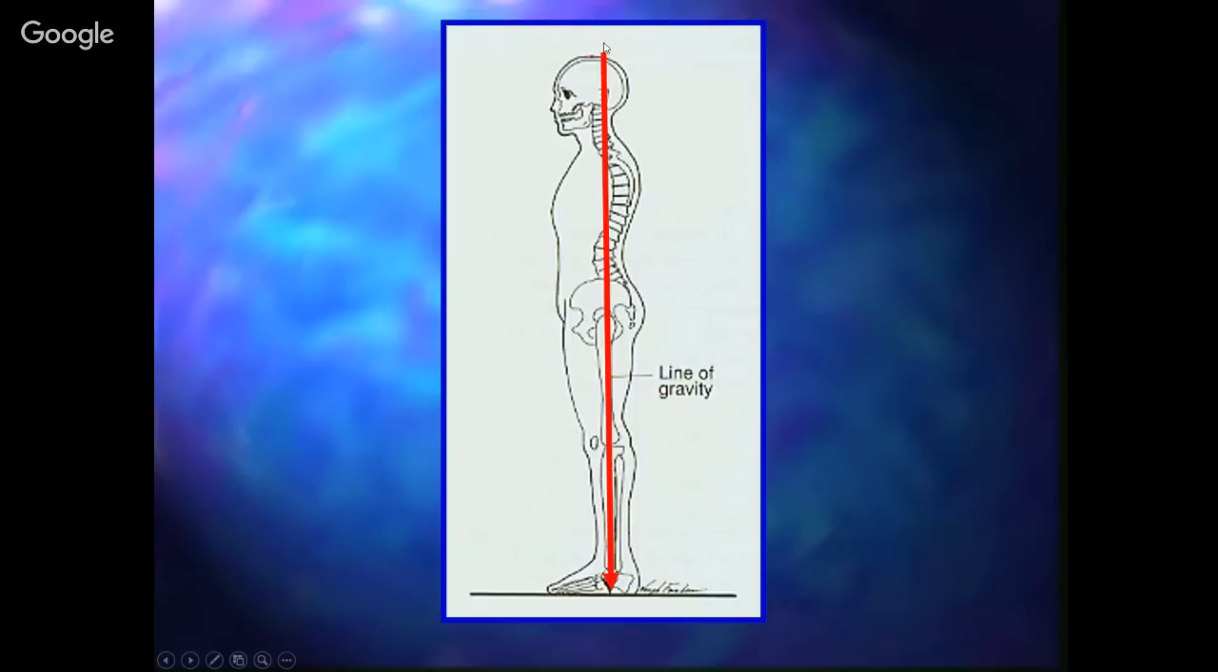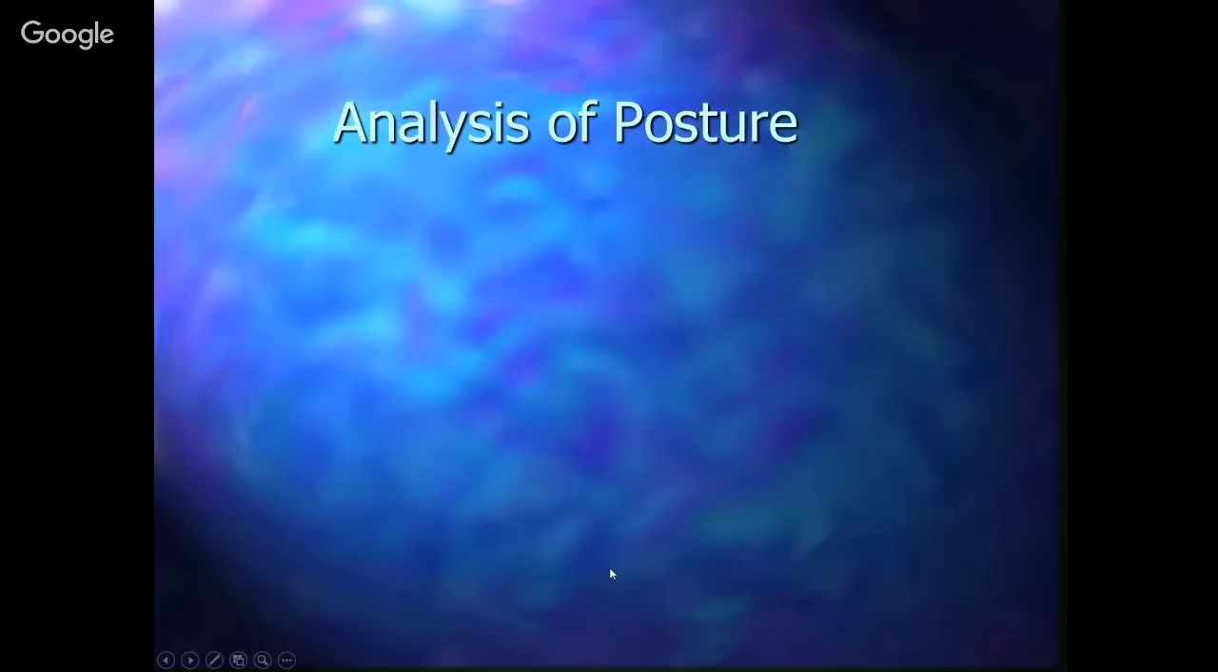And so what we're going to do in the subsequent slides is talk about distal to proximal. Where should gravity fall relative to the ankle joint? Where should gravity fall relative to the knee, the hip, lumbar spine, thoracic spine, lower cervical, and upper cervical? Okay, but this gives you a representation of optimal standing posture.